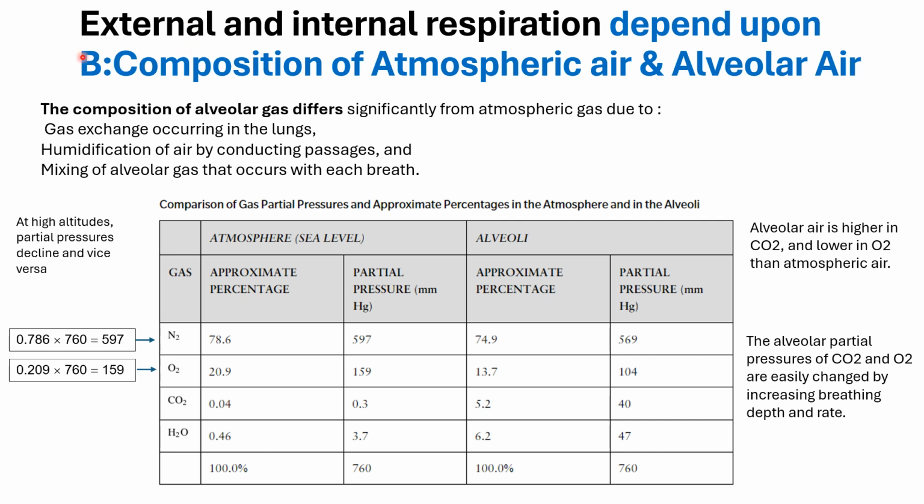And now the second thing which affects respiration is the composition of atmospheric air and the alveolar air. Alveolar air has a different composition than atmospheric air. How does that happen? When we breathe in atmospheric air, it changes in our conducting system. How does it do that, and why does it happen? Because gas exchange is occurring in the lungs. Okay. And then there is humidification of air by the conducting passages, and then there is mixing of alveolar gas that occurs with each breath.